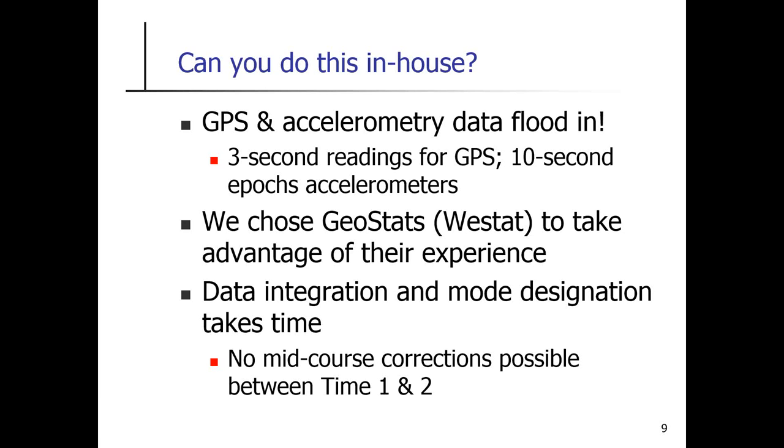So we happily chose Geostats, which is now with WetStat, to take advantage of their experience with integrating GPS and accelerometry data. And they also took on the calculation of what type of travel mode was involved. This is very time-consuming work, doing the mode designation, so just be aware that you don't really have a lot of time to make adjustments between your time 1 and time 2 data collection phases. So you have to be happy with your measures as you start in the field.